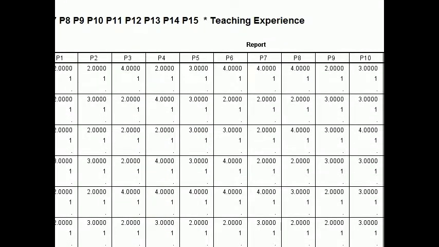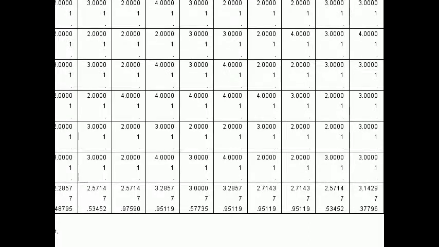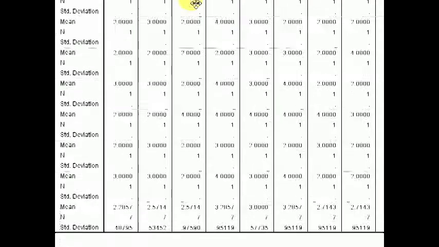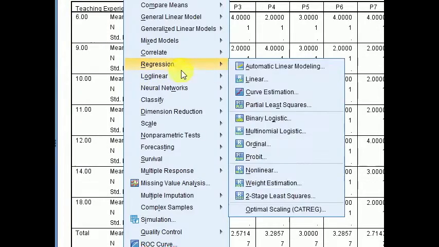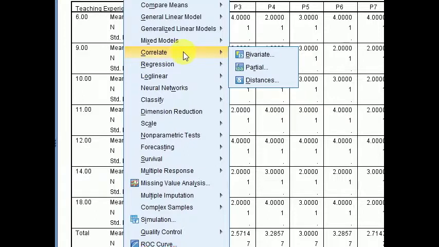Okay, teaching experience. So yeah, you don't have analysis here because we did not group the teaching experience. If you grouped it like 6 to 10 years, 11 to 18, something like that, then maybe we could have some analysis there. So analyze again, and then maybe we can correlate.